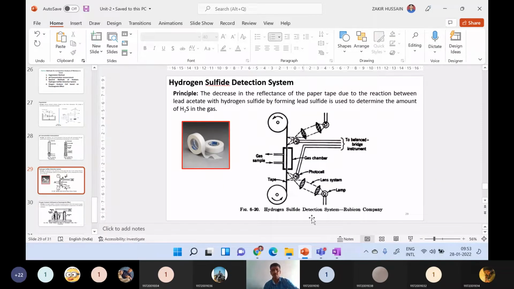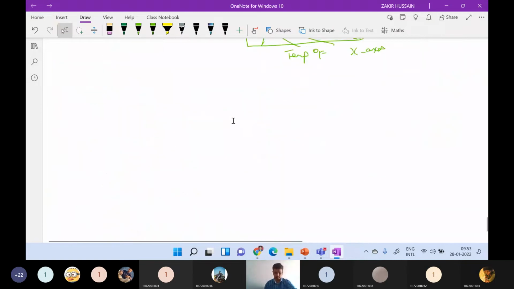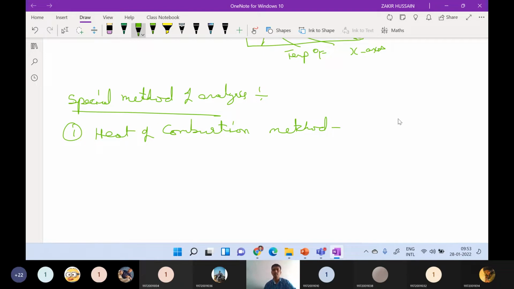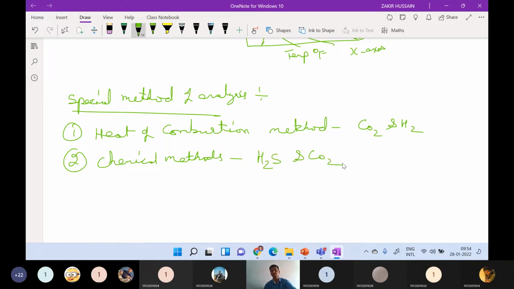First we will classify the various special methods which are there to analyze the gases. Special methods of analysis: the first one is the heat of combustion method. Usually this method is used to estimate the presence of CO2 and hydrogen in the surrounding gases. Then the second is the chemical methods, which can be used to estimate hydrogen sulfide, H2S, and carbon dioxide present in the gases. Then the third one is the magnetic susceptibility method.